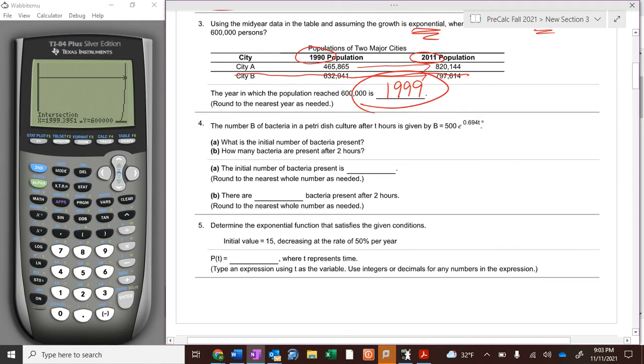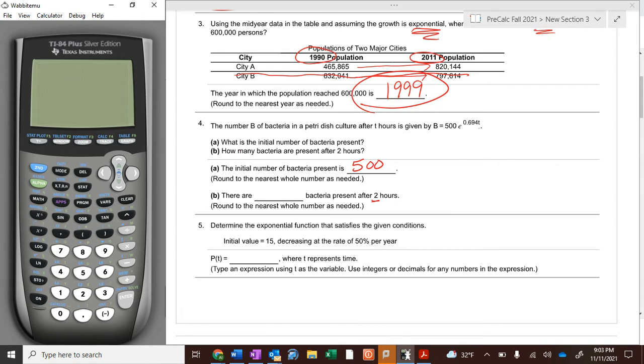Initial number is when t equals 0. Well, 0 times this is 0. And then e to the 0 is 1. And 1 times 500 is 500. So you should always know the number in front of an exponential. That's its initial number. After 2 hours, we just stick a 2 in for t.